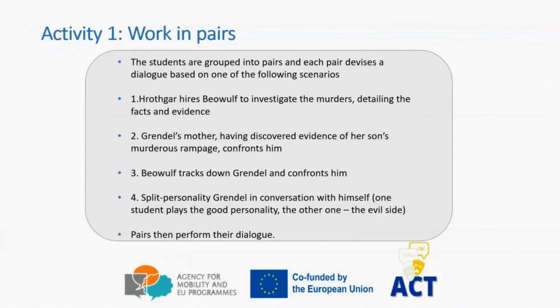Activity number 1. Work in pairs. The students are grouped into pairs, and each pair devises a dialogue based on one of the following scenarios. Dragomir hires Beowulf to investigate the murders, detailing the facts and evidence. Grendel's mother, having discovered evidence of her son's murderous rampage, confronts him.